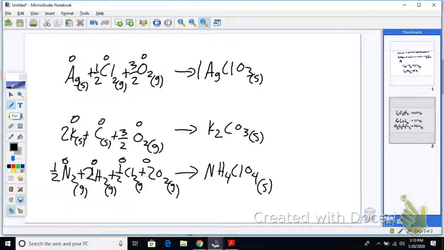NH4ClO4, ammonium perchlorate. Negative 295. So is that how much energy? Right, so when it forms, that's the only thing it's forming on that side, and we make 1 mole of it, we know that this side's 0. We know when it forms, it's going to give off 295 kilojoules of energy. So that's what it gives off.